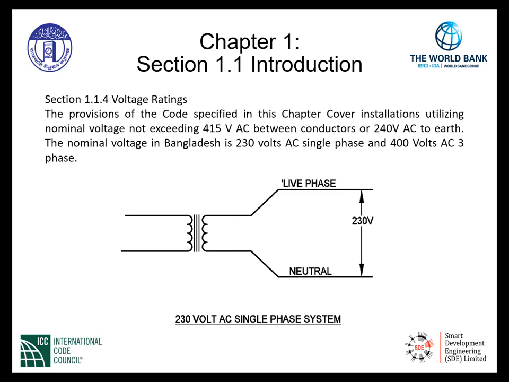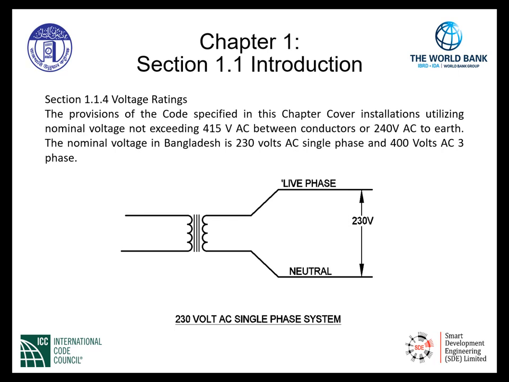Section 1.1.4 Voltage Ratings. The provisions of the code specified in this chapter cover installations utilizing nominal voltage not exceeding 415 volts AC between conductors, or 240 volts AC to earth. The nominal voltage in Bangladesh is 230 volts AC single phase and 400 volts AC three-phase.